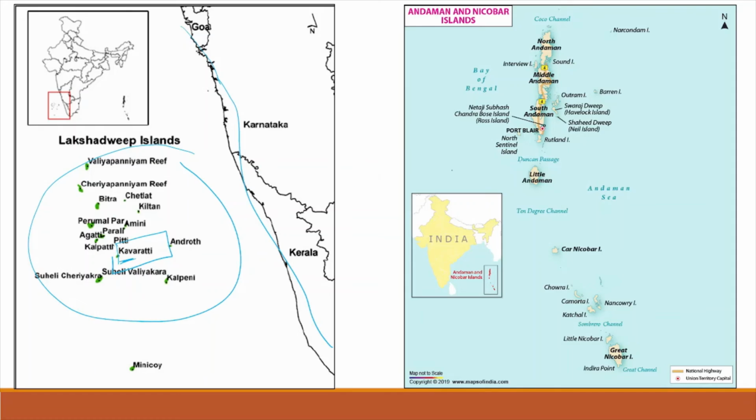Location of Andaman and Nicobar, if you see, this is the eastern coast. To the east, in the Bay of Bengal, is the Andaman and Nicobar Islands. Here we can see the different islands, and this is a group of islands. You have your North Andaman, Middle Andaman, South Andaman, then you have your Little Andaman Island, and then you have the Car Nicobar Island and the Great Nicobar Island.